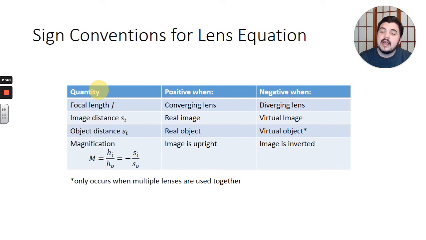And last but not least here, your magnification, which is the ratio of your image height to your object height. It's also the ratio of your image distance to the object distance with the opposite sign using these sign conventions. All I have to say is your magnification is positive when your image is upright, and it's negative when your image is inverted. So I think that does it for the equation. Same equation, new conventions, learn them.